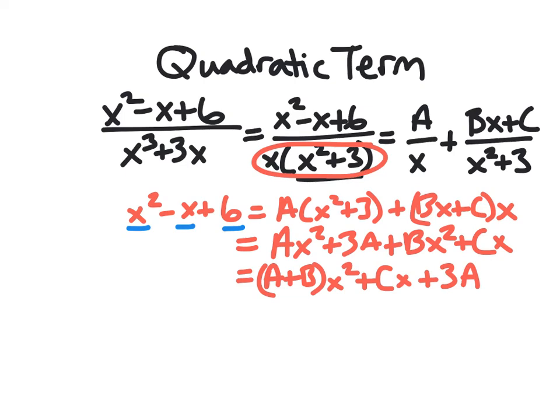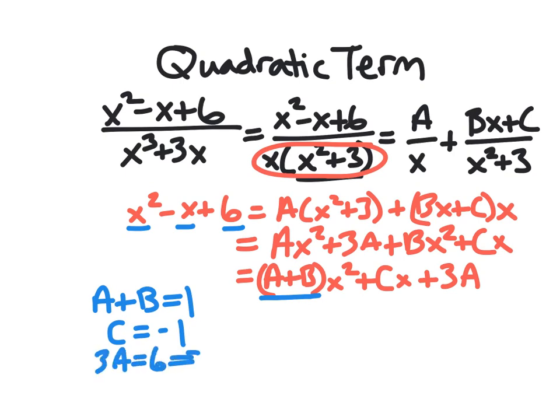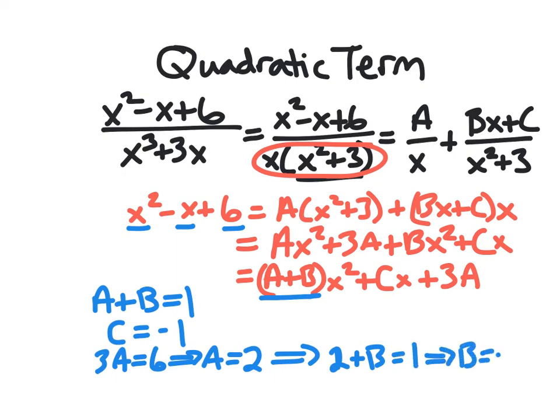Now these things are always equal. So my x squared, my 1, has to match with a plus b, as coefficients. For x, we have minus x, so c must be negative 1. And then we have 3a as our constant, and we have 6 as our constant. And so we have 3a equals 6, or a equals 2. And once we know a equals 2, then with a plus b equals 1, we get 2 plus b equals 1. So b is negative 1.